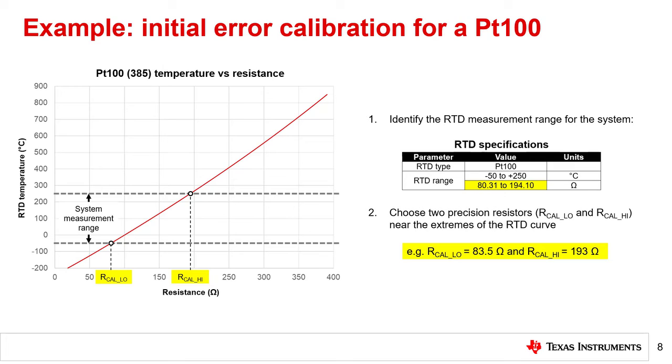Two possible values for the calibration resistors that can be used in this example are highlighted in yellow on the right. Let's move on to Step 3.